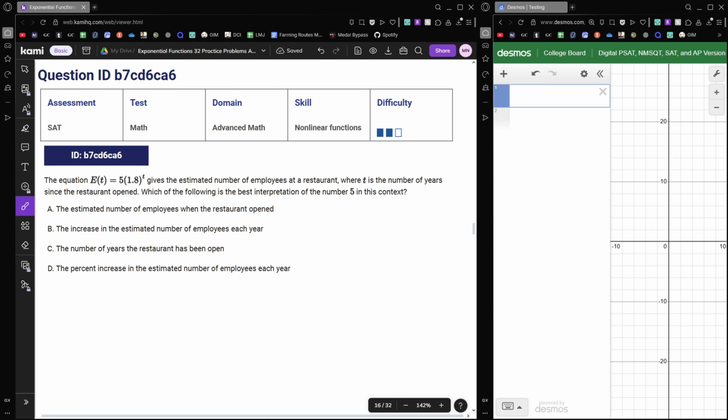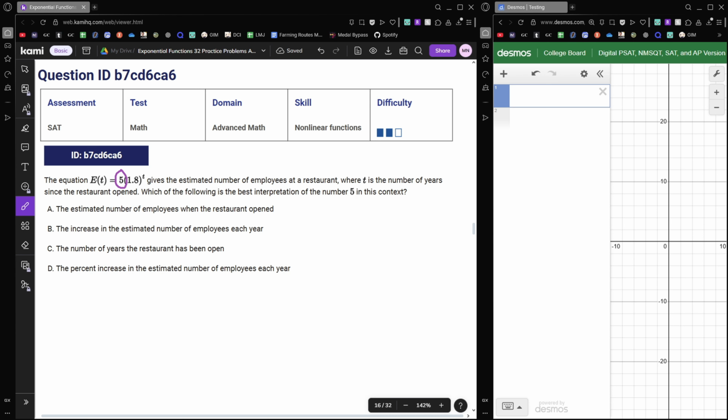Question number 16. The equation that gives the estimated number of employees at a restaurant, where t is the number of years since the restaurant opened. Which of the following is the best interpretation of the number 5 in this context? So here, 5 is the first number, and you should remember that the first number is the initial value. So that means that 5 is the initial amount of employees the restaurant had.